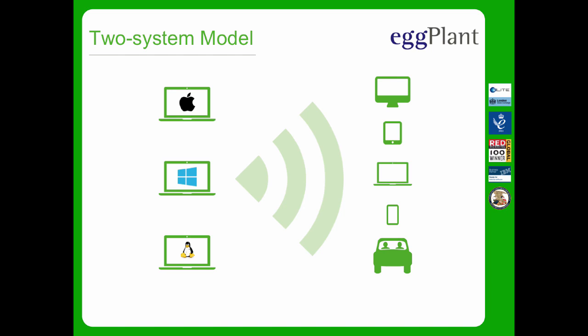In this diagram, those are the systems on the left. The other system is the system under test, which is the system that is automated and tested when we execute an eggPlant Functional script. These are the systems on the right. The two-system model is especially valuable because it allows us to automate and test in a non-invasive way. We preserve the production state of the system under test.